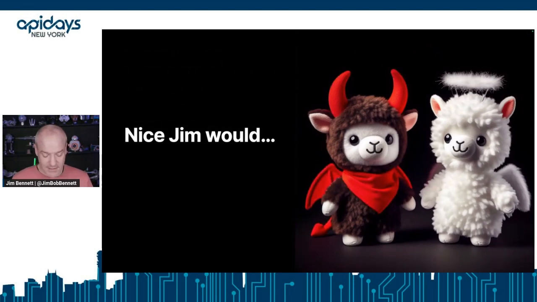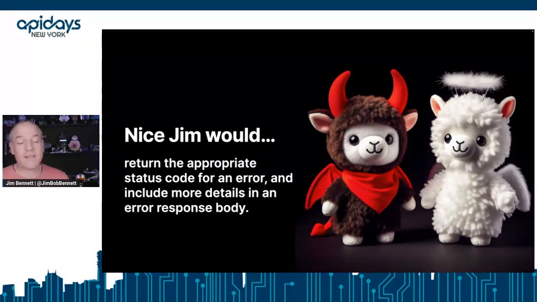If I was Nice Jim, I would actually return the appropriate status codes for the error. And then I'd include more details in some kind of response body. Not found, return a 404. Server error, return a 500. And then in my OpenAPI spec, how I define my documentation, I would say that my endpoint can either return 200 okay, or it can return a 404 or a 500. And then this is the structure of the response that comes back, the error message. It could be more details, could be status, whatever. I would define that response that comes back. That's what Nice Jim would do.